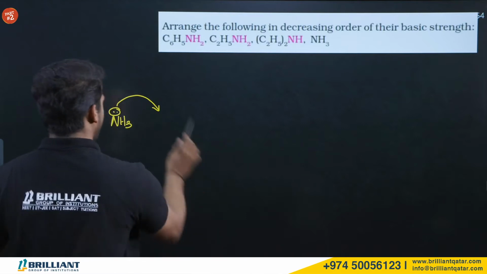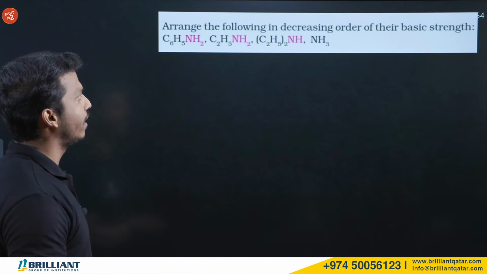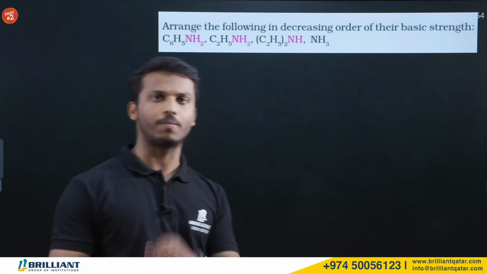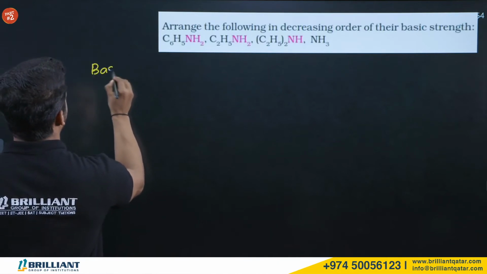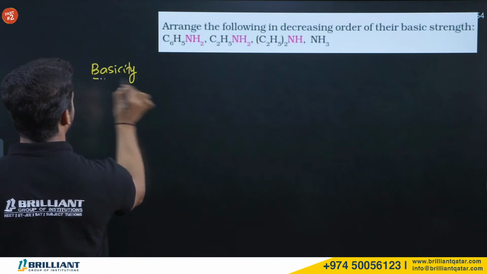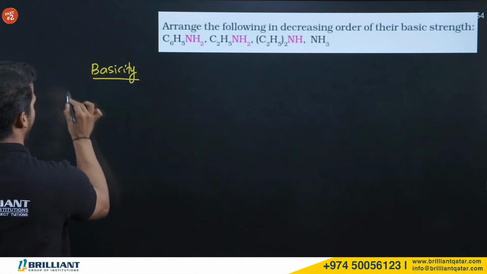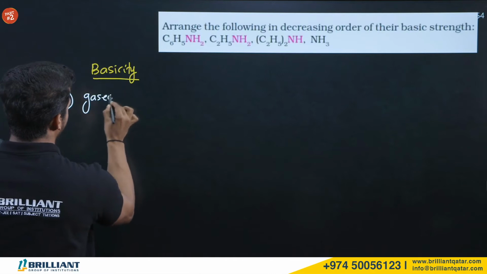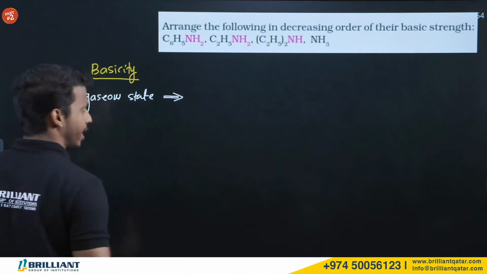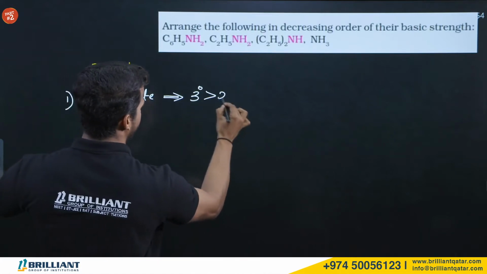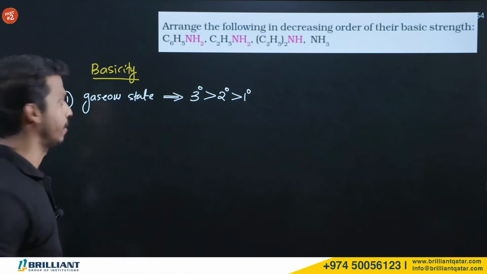You may study a vast topic regarding the basicity of amines. So arrange the following in the decreasing order of their basic strength. Let me tell you the theory once. Dear all, when you consider the basicity of amines, we are dealing mainly with different states. First one, in the gaseous state, what is the basic character? You are studying that tertiary is greater than secondary, greater than primary. This is the order of basicity in the gaseous state.